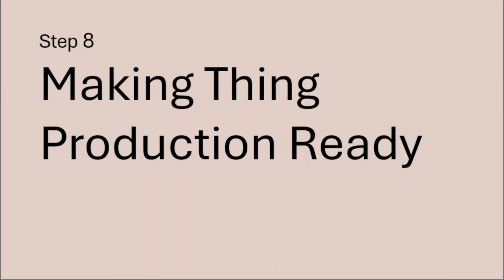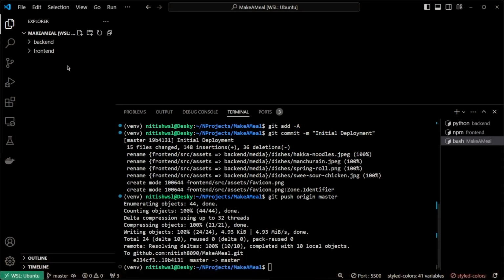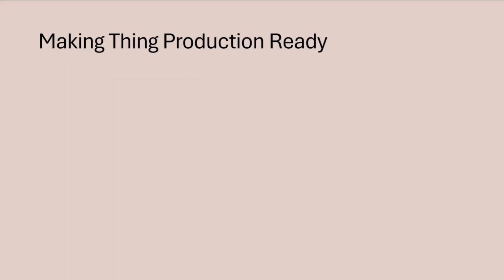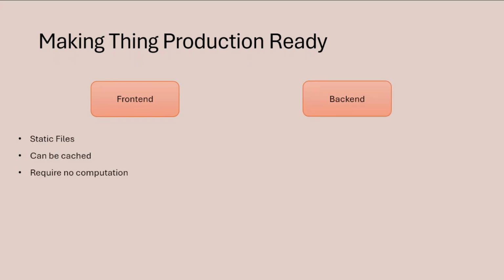Before we can deploy things on production, we have to make some changes in the backend and the front end as well. Some things you must understand before you make your code production ready. There are two things to deploy here: one is the front end, one is the back end. The difference between the two related to production is that front end files are static files, whereas back end files are dynamic files. What I mean by that is front end files won't change.